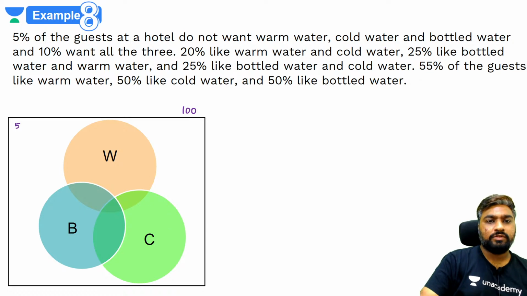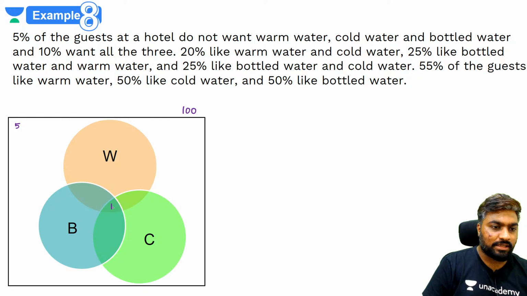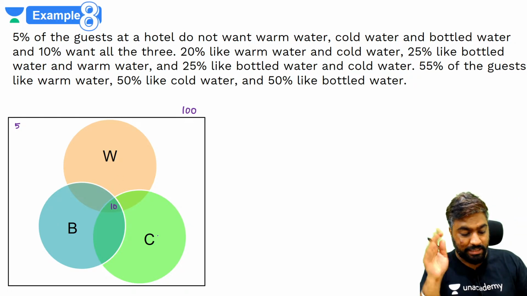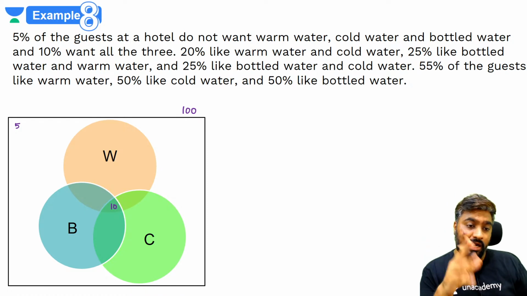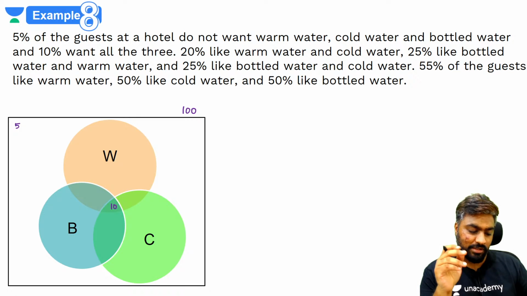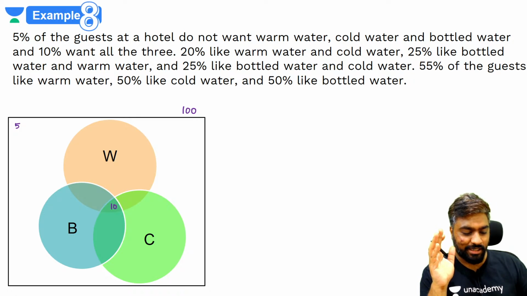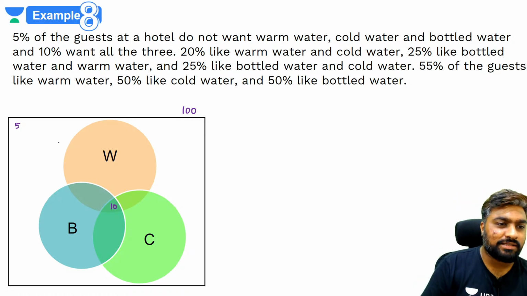Now remaining, what are they saying? 10% want all the 3. So all the 3, this is 10. They want warm water also, bottled also, cold also. I don't know what they are going to do, meaning they want hot water, cold water, and bottled water too. Probably it's for 3 different reasons, but still.